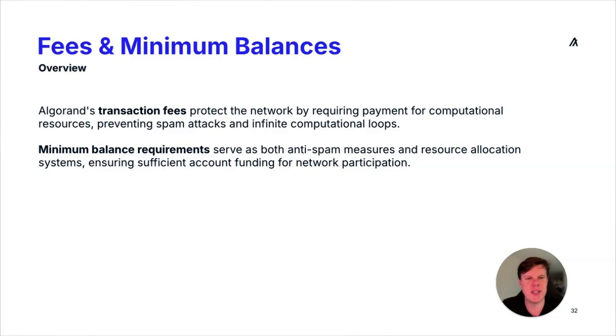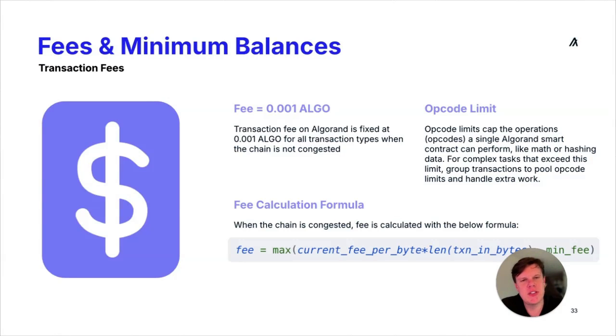Minimum balance requirements are another layer of protection. They ensure accounts have enough funds to participate in the network, and they also act as an anti-spam measure. So basically, when you want to do certain things, like create an ASA or add storage to a smart contract, you have to deposit a minimum amount of algo to your account. Both are really designed to keep Algorand running smoothly and ensure that no one is taking up too many resources on chain. Okay, so here's some more detail on fees and minimum balances.